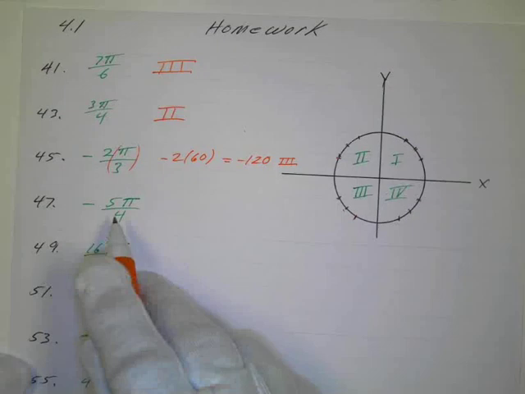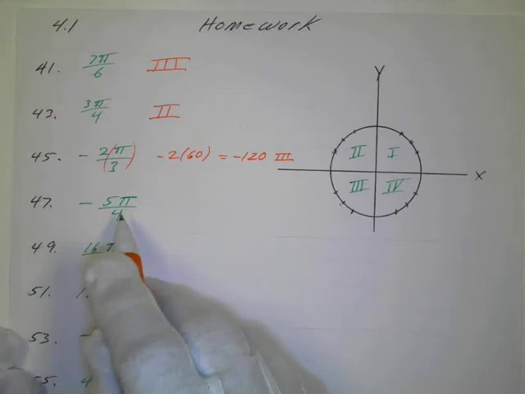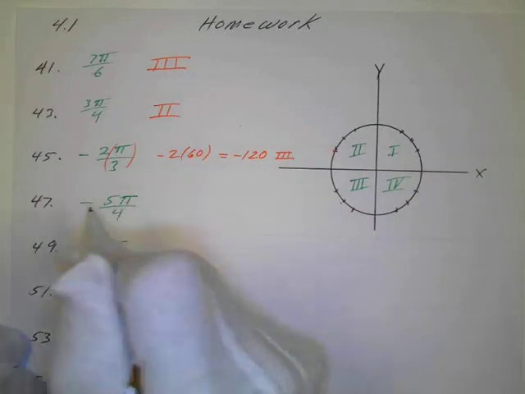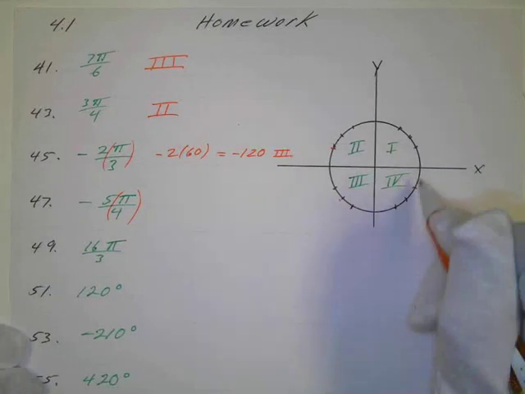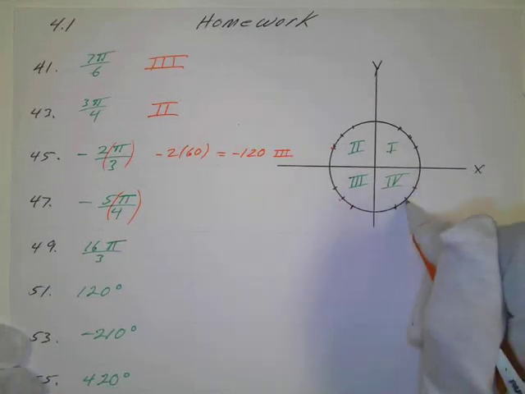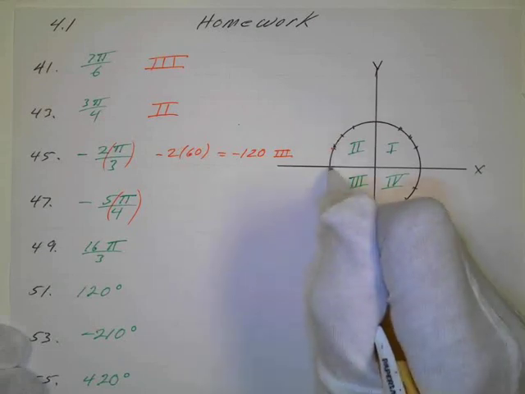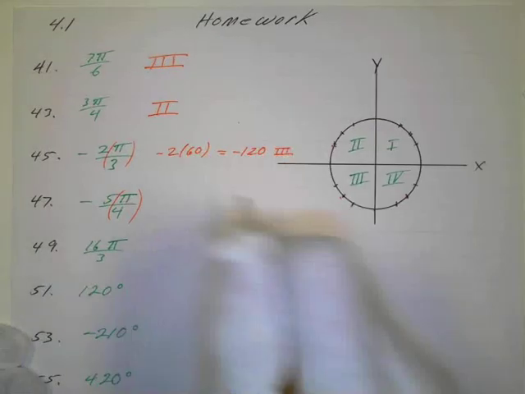Okay, the same idea, this is negative 5 pi over 4. We could put these in degrees if we want, or we could just go as we went for pi over 4. Each pi over 4 is what? 45 degrees. So here's 1 pi over 4, 2 pi over 4, 3 pi over 4, 4 pi over 4, and 5. So that's negative, so that puts me in quadrant 2.